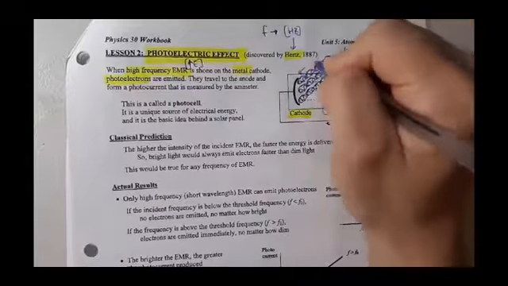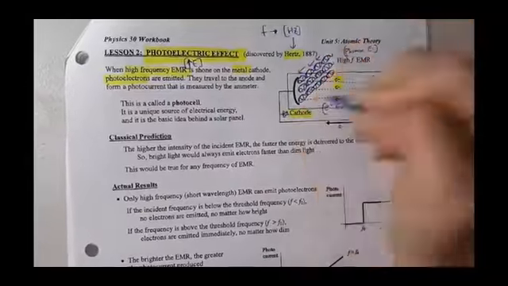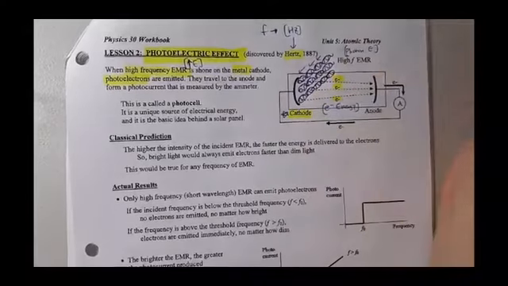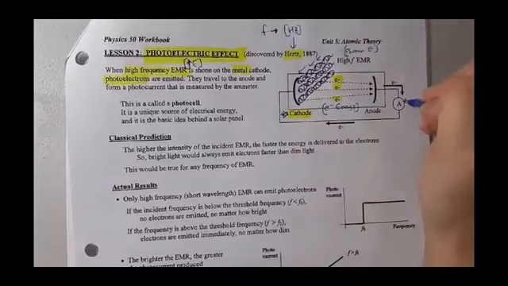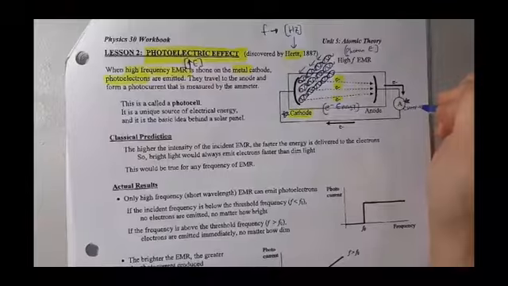So the cathode is the one that is being bombarded, and after that the electrons will go to the anode, and we detect our current using an ammeter.